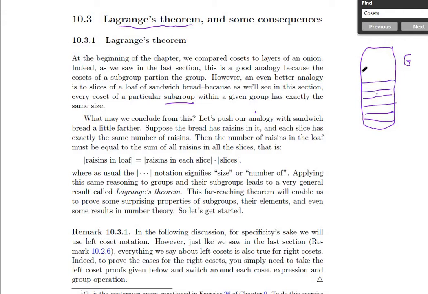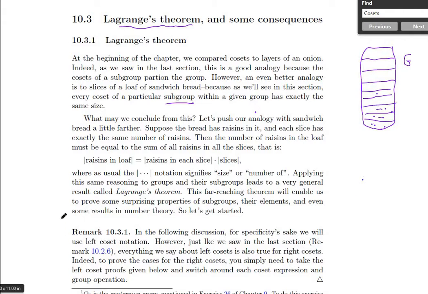Now, if you're talking about a discrete group, you can think of raisins within the loaf of bread. Maybe this one has 4 raisins, and this one also has 4 raisins. This one also has 4 raisins. So the number of raisins in each slice is the same. Of course, in a real loaf of raisin bread, that's a miracle, but it works out in groups that each coset will have exactly the same number of elements.